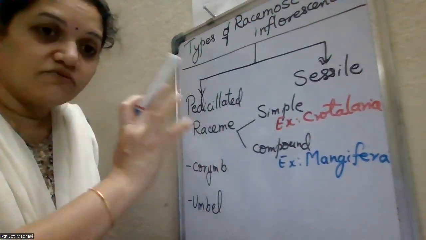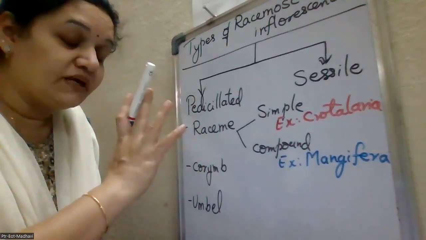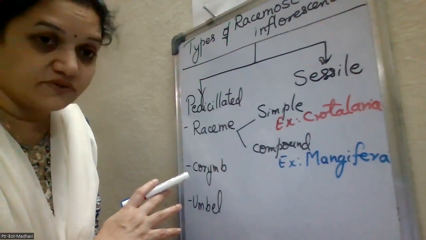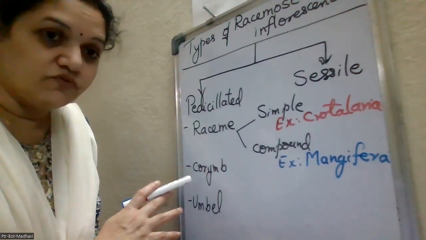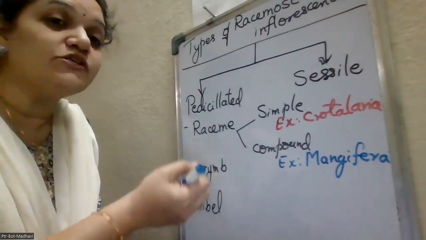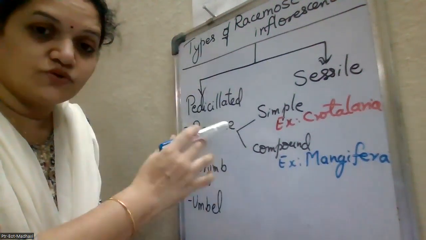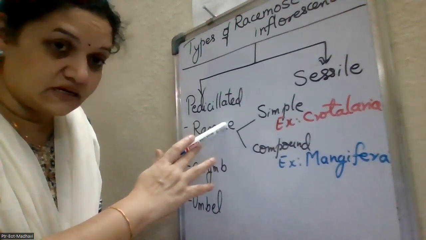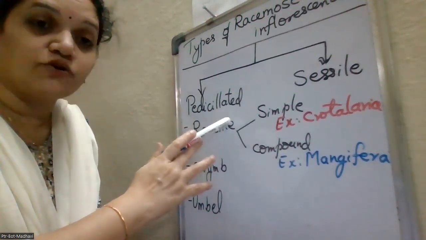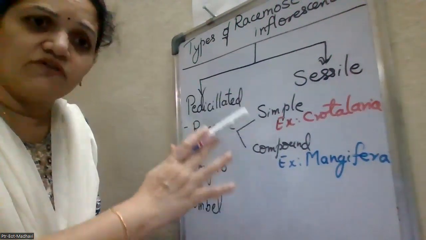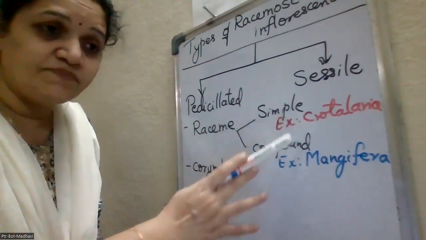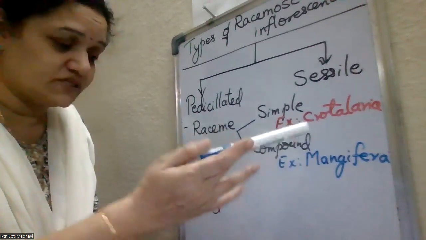So in this one simple diagrammatic representation, we don't want flowers over there. We want only how the arrangement will be. So in this, what we have to say, all the flowers are bracteate, pedicellated, arranged in acropetal succession. Only this much. Inflorescence axis, if unbranched, it is a simple raceme. If branched, there is a compound raceme.